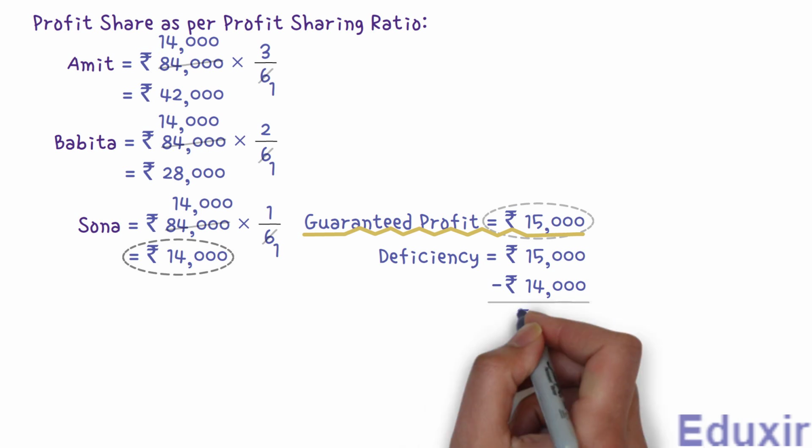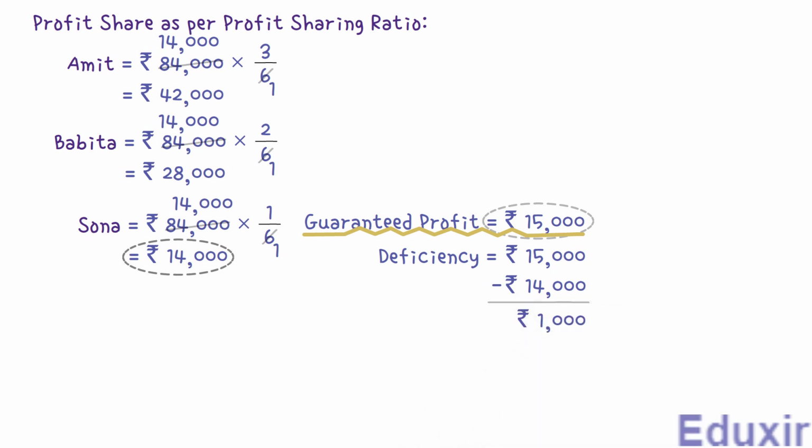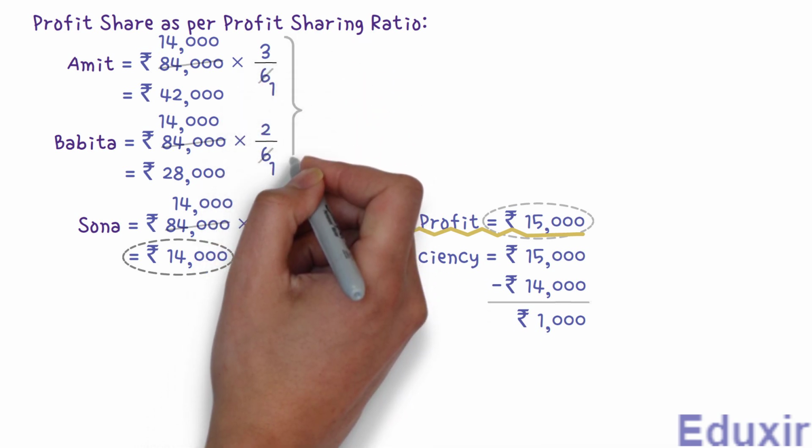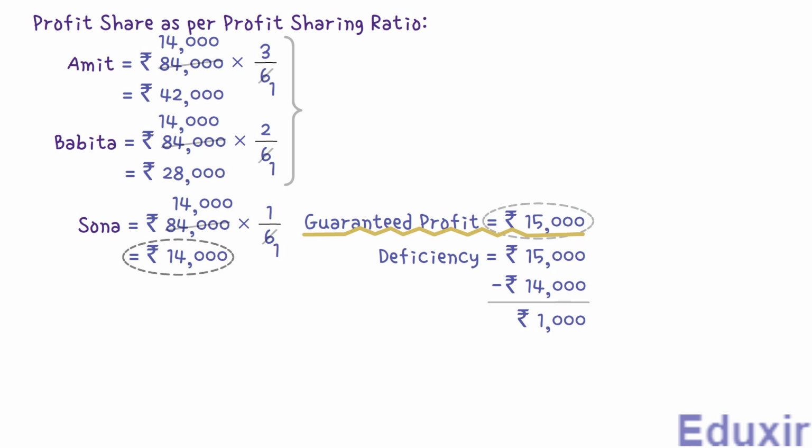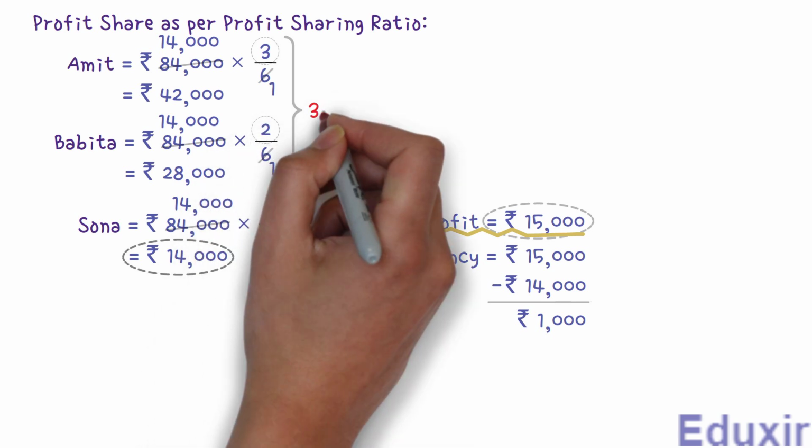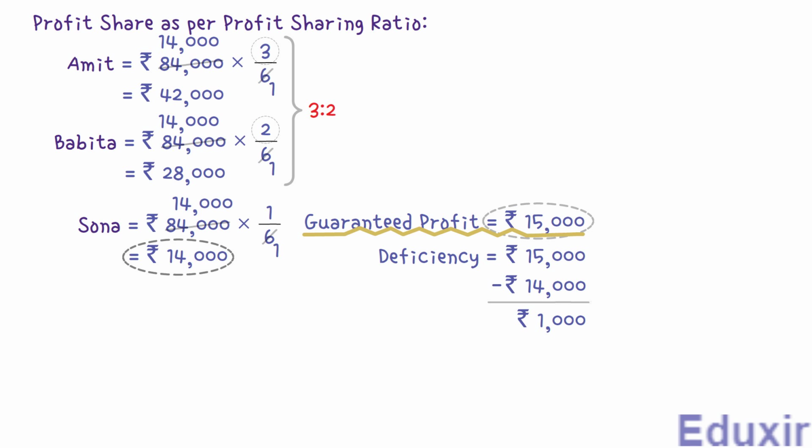Subtracting, we get 1,000 rupees. So this deficiency should be adjusted from the other partners' profit amount. The question is, by how much should we adjust from each partner? It should be in proportion to their profit sharing ratio, in other words, in the ratio of 3:2. So partners Amit and Babita should contribute to these 1000 rupees in the ratio of 3:2.